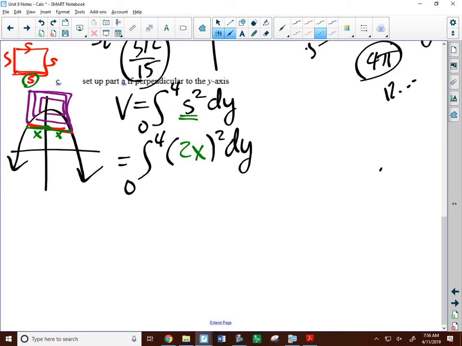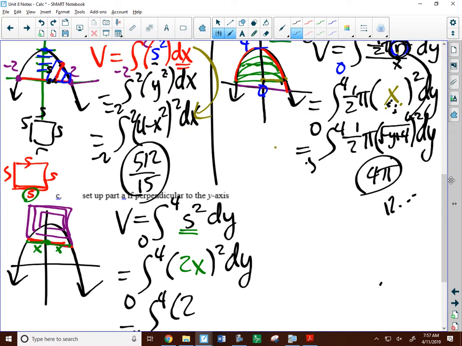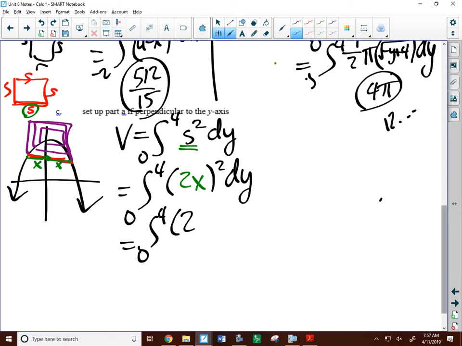So s was 2x. That's what I'm talking about there. It's just a slight adjustment. Sometimes it's not exactly x or y. Yep. And now we already solved for what x was, so I'm just going to plug that in. X was over here. It was right there. It was the square root of negative y plus 4. And I square it and use the calculator.